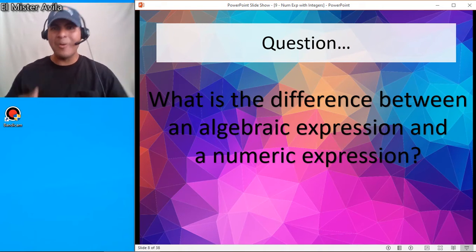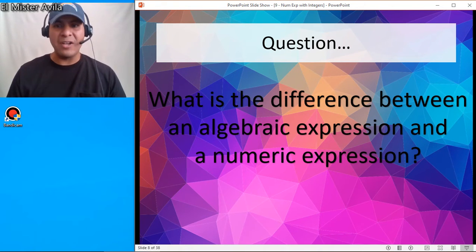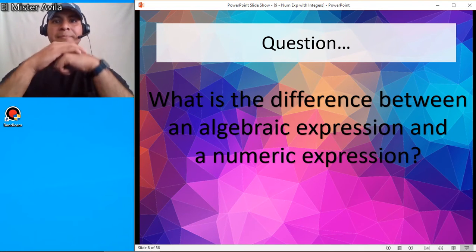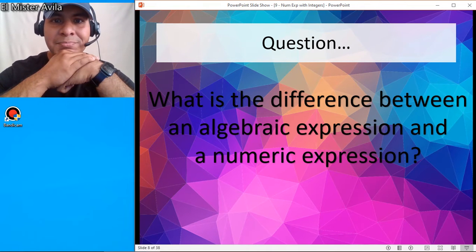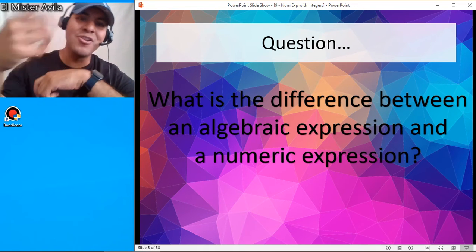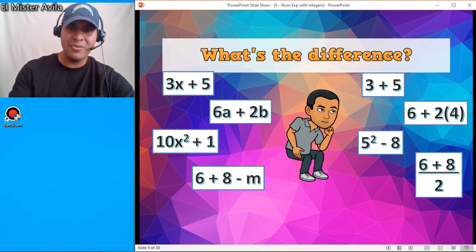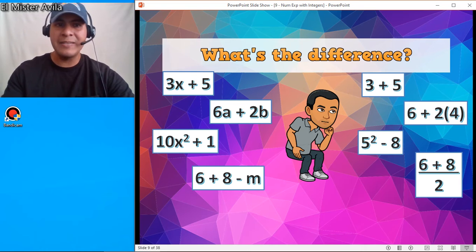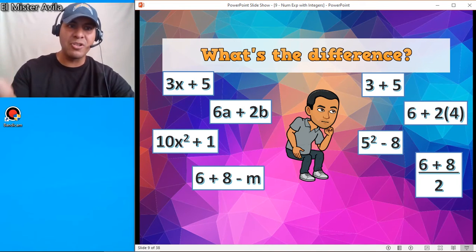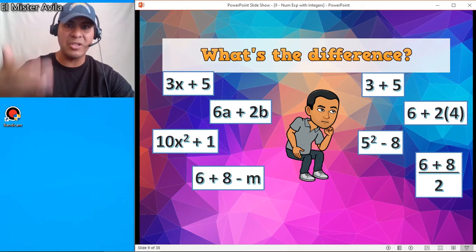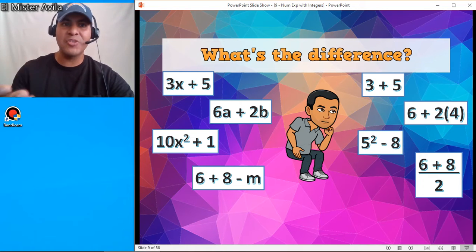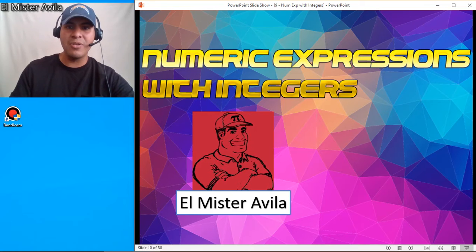Do you know now, if I were to ask you, what is the difference between an algebraic expression and a numeric expression? Can you tell me what the difference is now? Okay, I'll wait. What's the difference? Very good. Yes, that's exactly right. I knew you could do it. An algebraic expression is an expression that contains variables, whereas a numeric expression only contains numbers. And the moment that we introduce variables into an expression, that's what we call algebra. Algebra is the study of the mathematics of the unknown number.